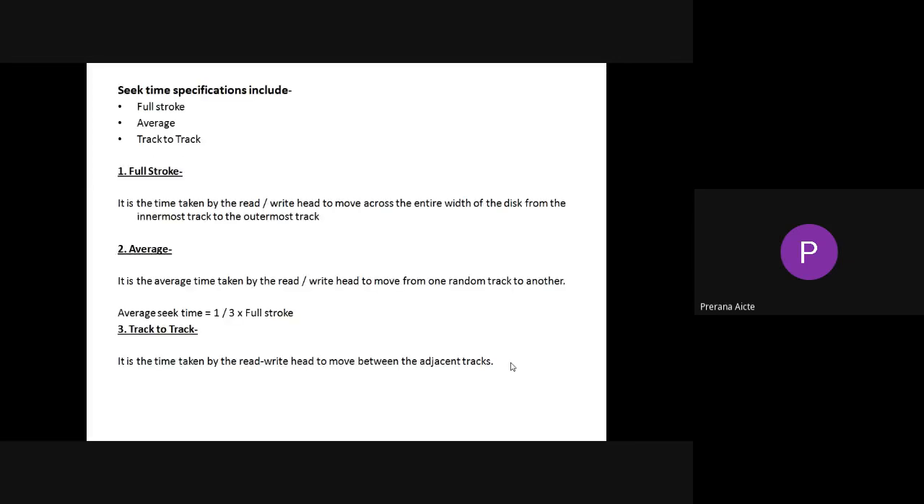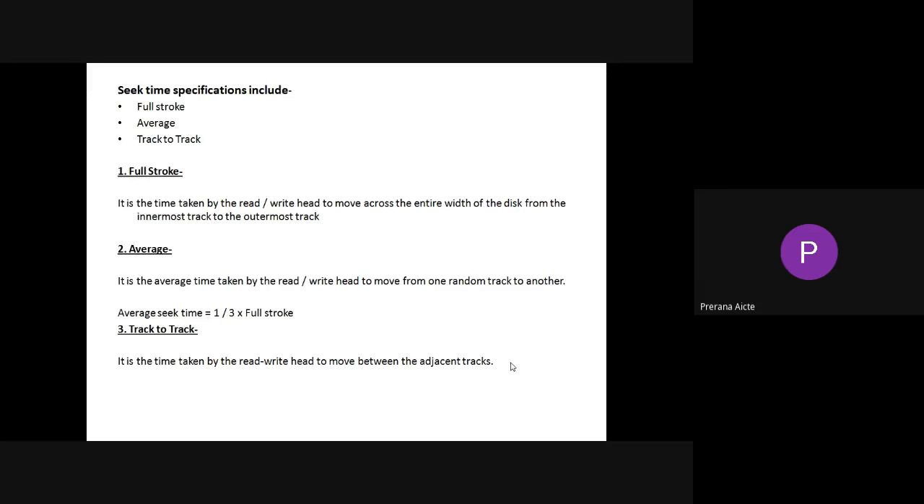Okay, what are the specifications of seek time? Seek time specifications include full stroke, average, and track to track. The first one, full stroke, is the time taken by the read or write head to move across the entire width of the disk from the innermost track to the outermost track.